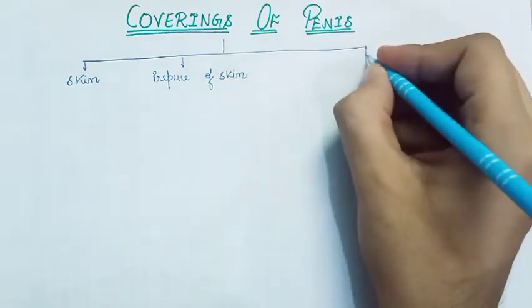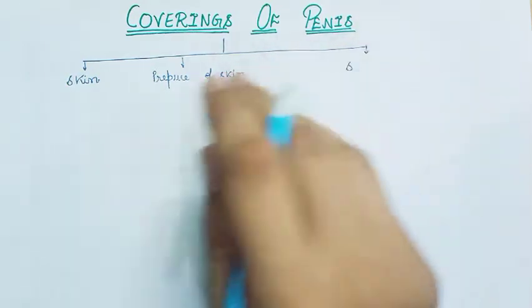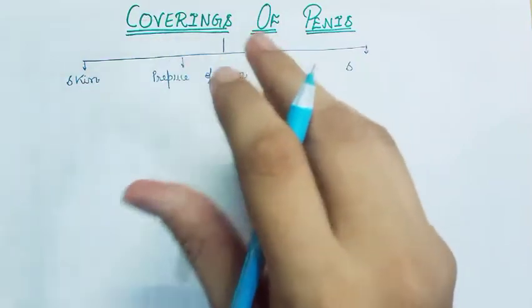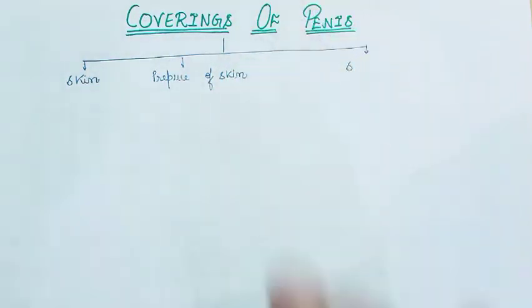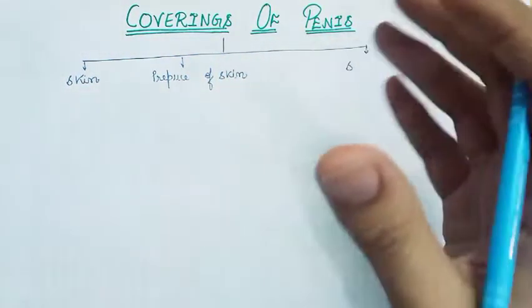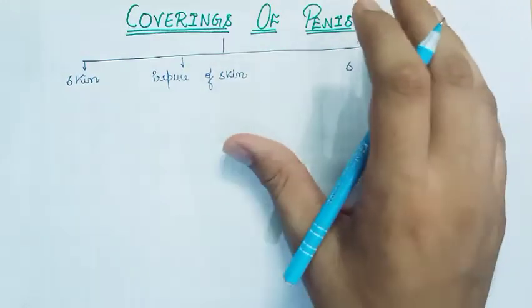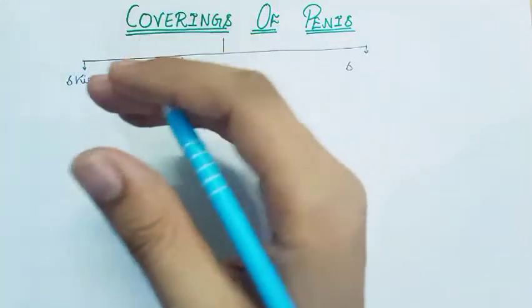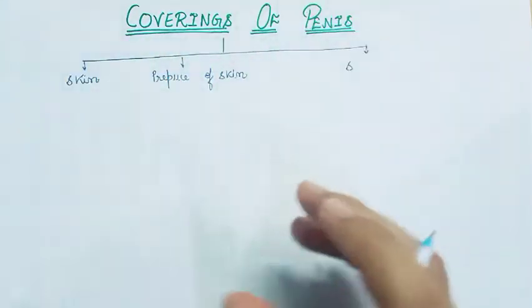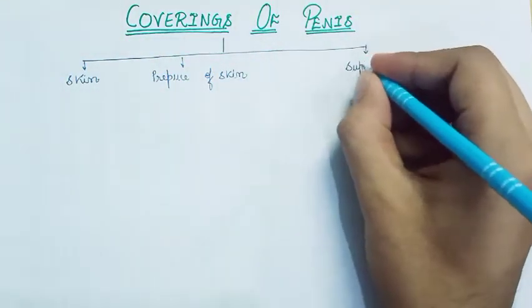Moreover, we have the superficial fascia. There are some more structures that we will be discussing, that is the frenulum of the prepuce or the preputial sac. We will see all those structures, but not under this heading. But the major coverings include the skin, or you can separately say the prepuce of the skin, and the superficial fascia.